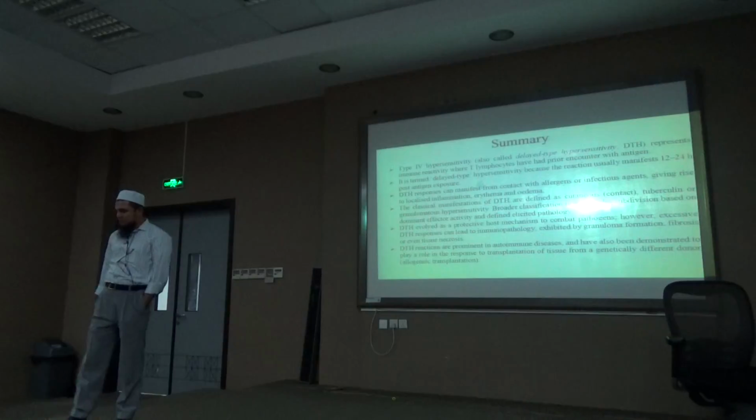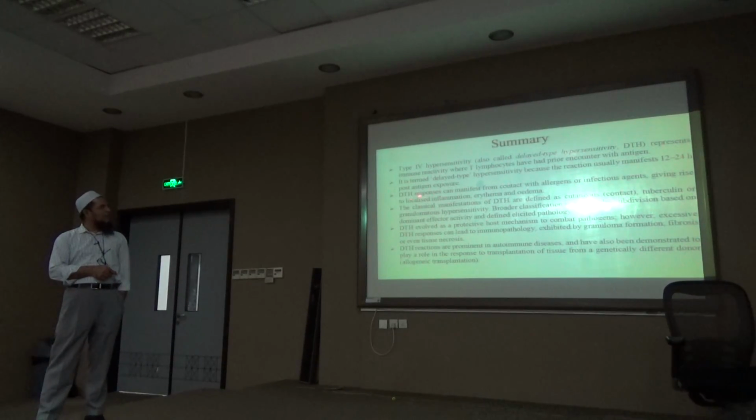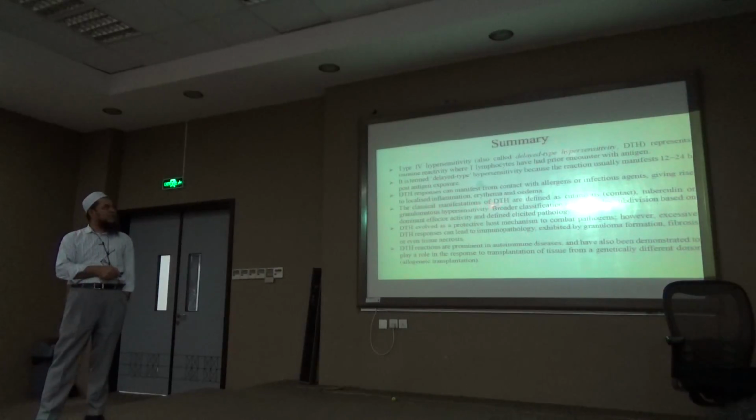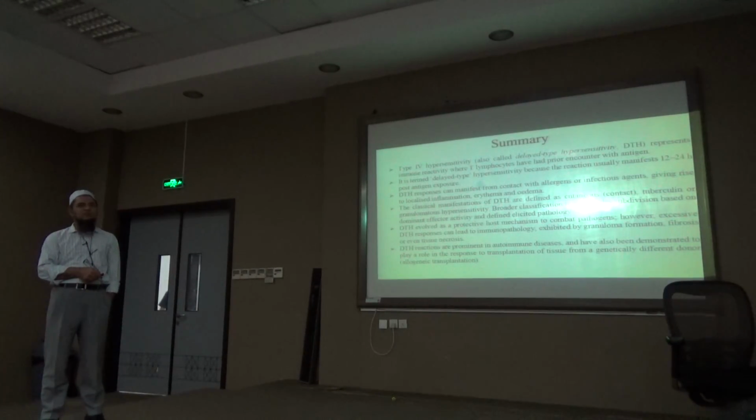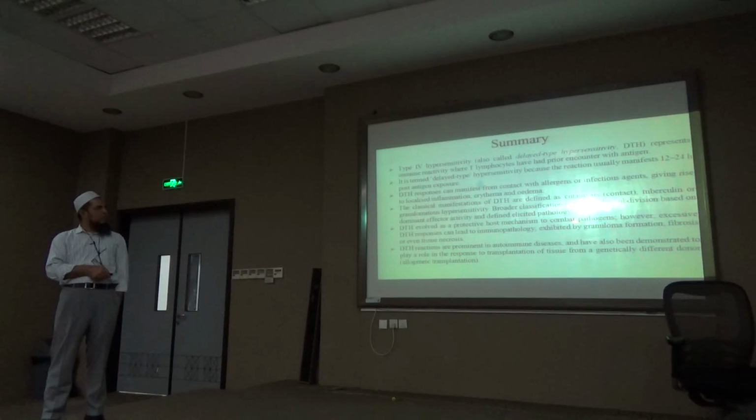So, in summary, we say type 4 hypersensitivity is also called delayed type hypersensitivity reaction. It represents immune reactivity where T lymphocytes encounter the antigen. It is termed delayed type because it starts 12 to 24 and up to 72 hours after exposure to the antigen. Delayed type hypersensitivity can manifest with contact with an allergen or infectious agent, giving rise to localized inflammation, localized infections, or generalized infection, serum sickness. The classical manifestations of delayed type hypersensitivity are cutaneous contact dermatitis, tuberculin, and granulomatous hypersensitivity, and the broader classification now includes subdivisions of serum sickness and localized infection. DTH involves a protective host mechanism which combats pathogens.